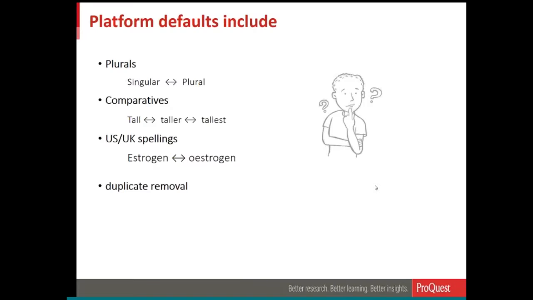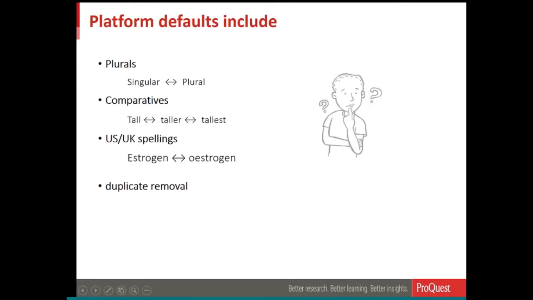So let's just remind ourselves of the system defaults, and this is something that you can turn off and on, but the system automatically pluralizes for you. So if you type in a singular form, it automatically knows to pick up plurals. If you type in a plural form, it knows to pick up singulars, and it does do irregular plurals. So again, if you type in child, it'll pick up children and all that type of thing. So that's a built-in tool to the platform that will allow you to pick up that information without having to remember to do that. The same is true of comparatives, tall, taller, and tallest.